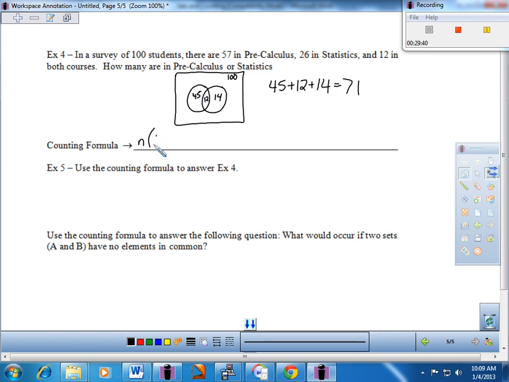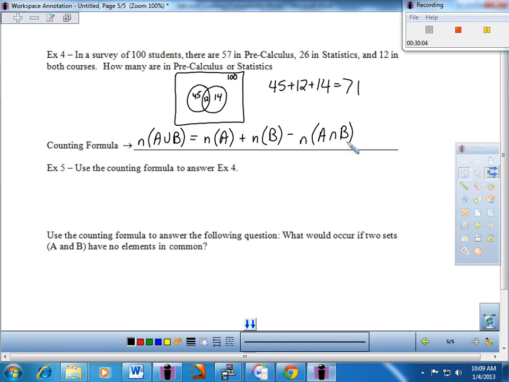So this n just means the number. So the number in a union of two sets is actually defined by the following formula. It's basically this: the number in set A plus the number in set B minus the number in the intersection of the two. I'll show you why and how that works momentarily, but for right now, if you don't mind, jot that in, and that's going to be the key.